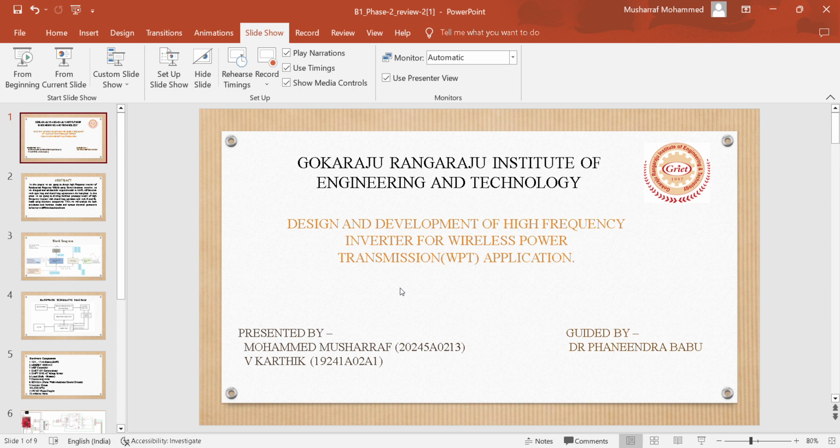Our final year major project is the design and development of a high frequency inverter for wireless power transfer applications. As you know, wireless power transfer technology is day by day increasing, and the demand for WPT technologies has increased due to many reasons. In wireless power transfer technology, the inverter plays a crucial role.